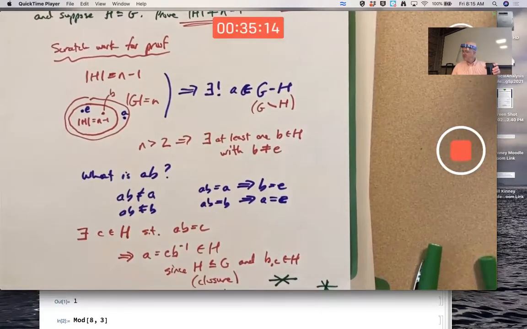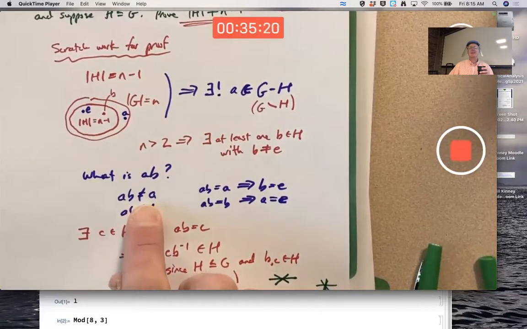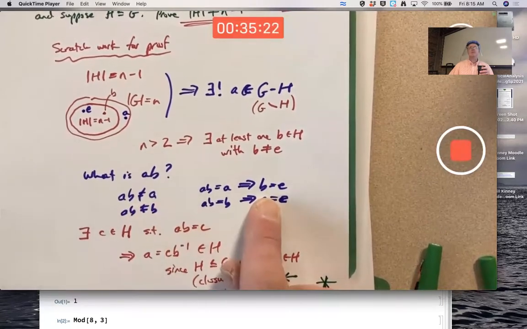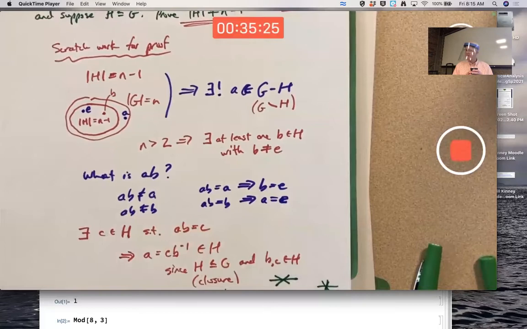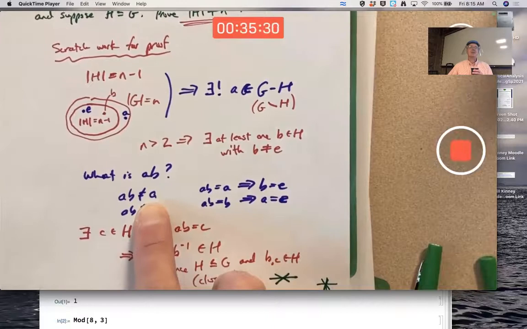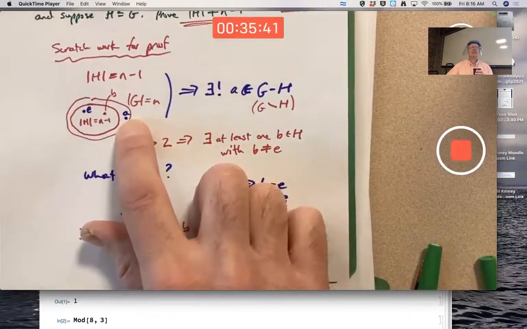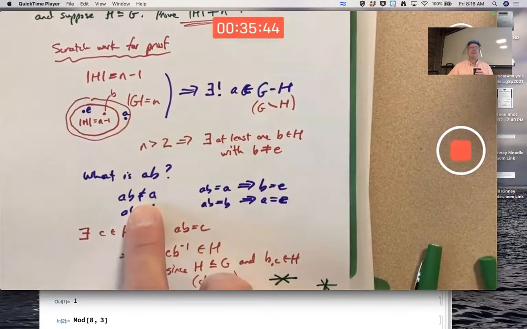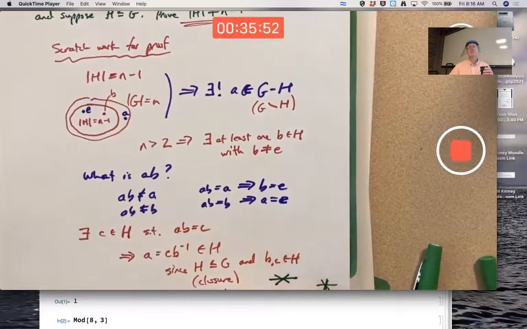How do we know that C is in H? Because C can't equal A. A times B can't be A, because it would imply B equals E. Why is A times B in H? Because it can't equal A, and A is the only element that's not in H. It's the fact that we were assuming the order of H was n-1 that is part of that. A is the only element not in H. Therefore, since A times B can't equal A, it's got to be equal to something in H. C could be the identity, but it might not be. Good question.